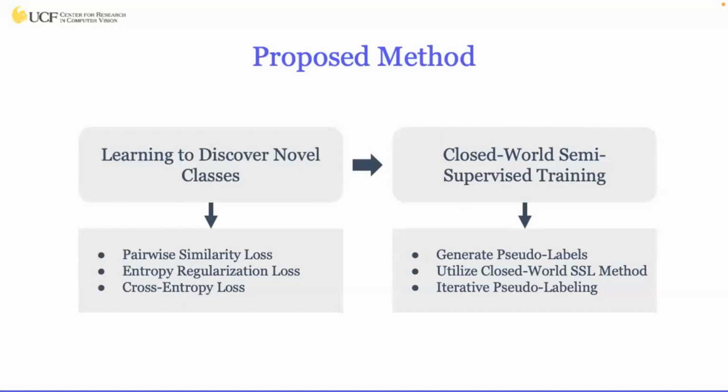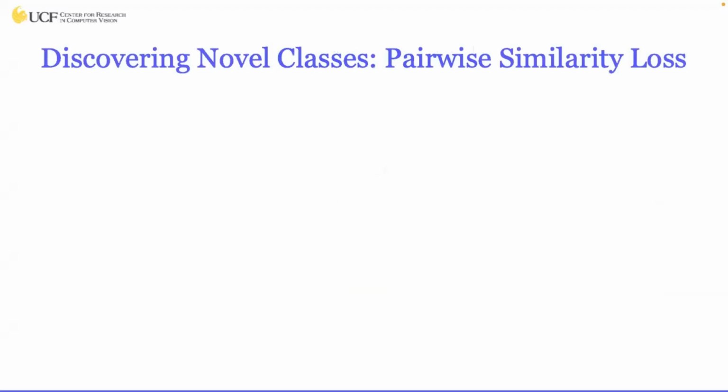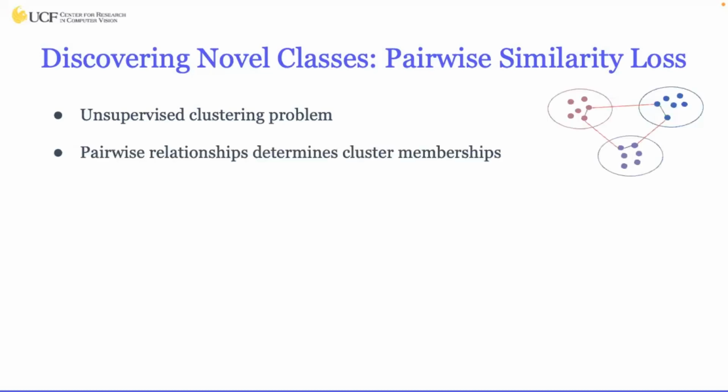Now I'll go into the details of our solution and talk about the novel class discovery phase of the training, particularly our pairwise similarity loss. If we think about it from a very high level, discovering novel classes is an unsupervised clustering problem. And in any clustering task, the pairwise relationship basically determines the cluster membership. If we look at this example, which has 3 clusters with multiple samples, and we look at the pairwise relationship, there are only 2 possible pairwise relationships. Either they belong to the same class or they don't.